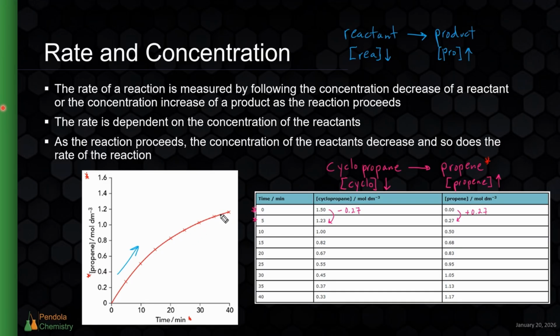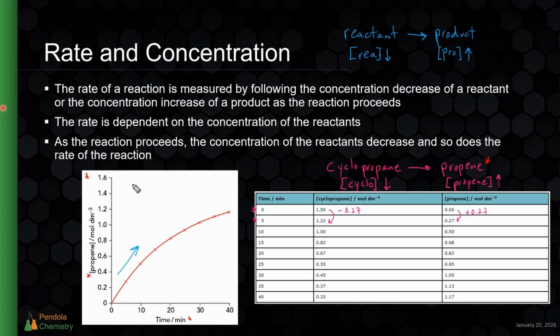Now this, because we have data points, would be an example of sampling techniques, where we're sampling every few minutes, in this case every 5 minutes, to get an idea of concentrations. But notice that this is not a straight line. This is a sloping line. It's sloping down, right? The slope of this line is changing over time.